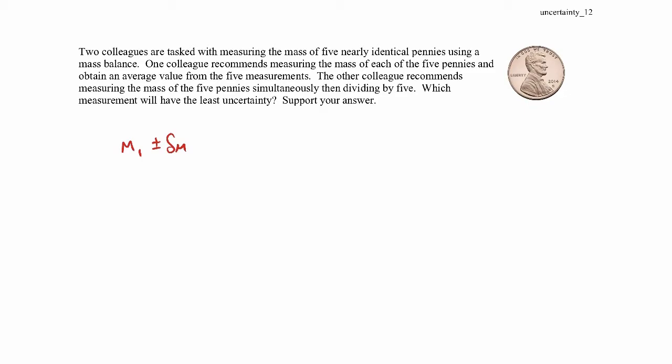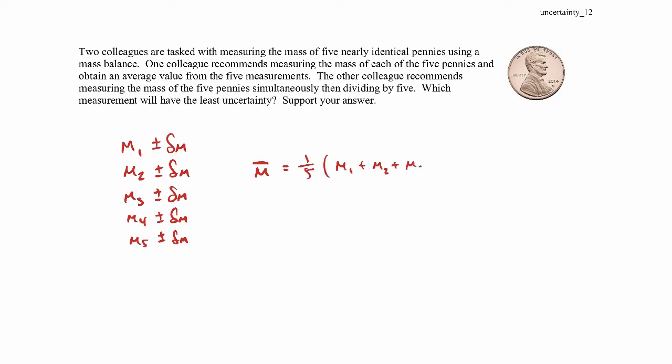So we do that 5 different times. And the uncertainty in each measurement will be the same because we're using the same balance, right? So each time, if our least count was 1 gram, then our uncertainty would be plus or minus 1/2 a gram, because we're always using the same scale. And then of course our average mass for the penny would be 1/5 times the sum of each of the measurements. Right? So that would be our average penny mass.